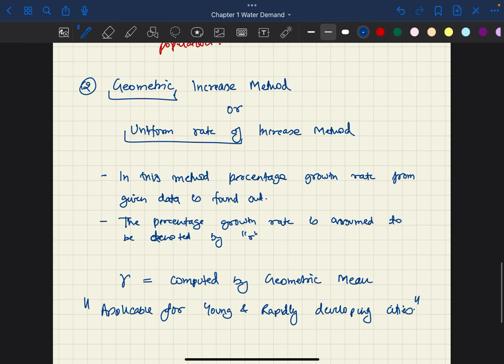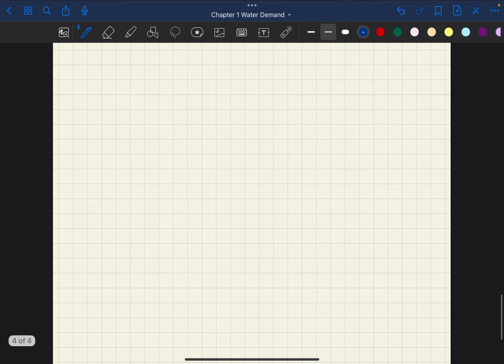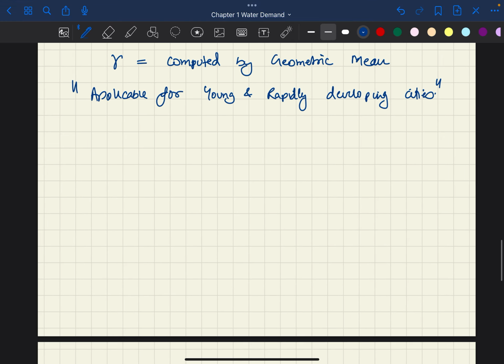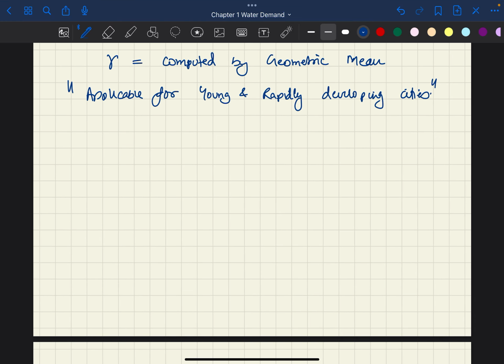So in this geometric increase method, you have to remember that this is applicable on young and rapidly developing cities, while arithmetic increase method is applicable on sufficiently large and already established cities. So we are going to do an example to illustrate how this method is used.